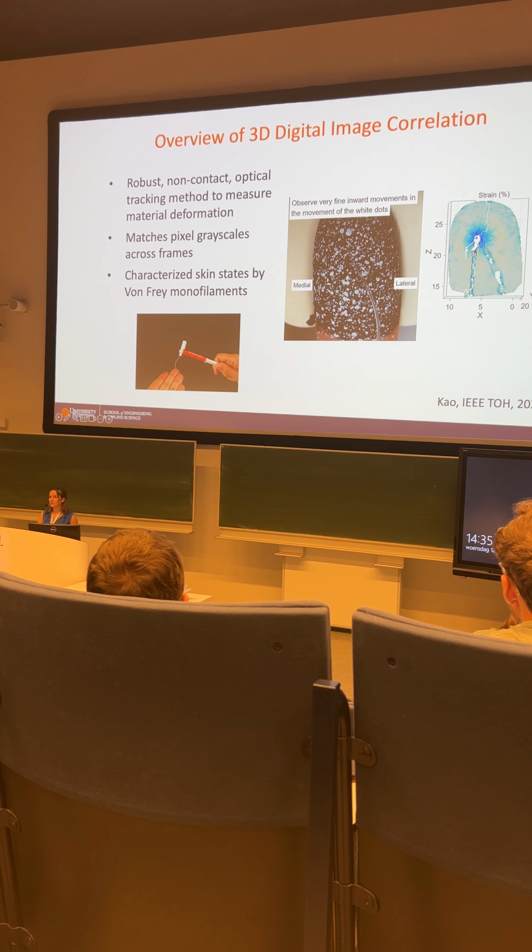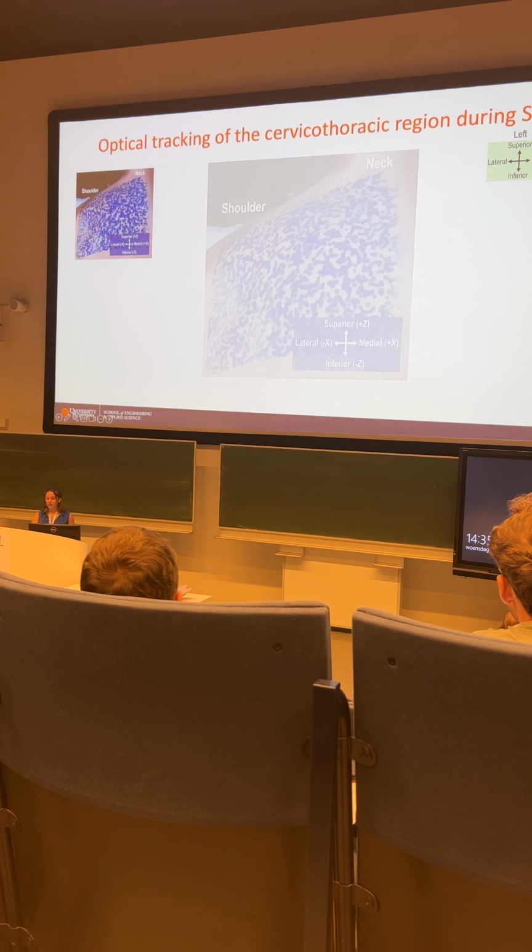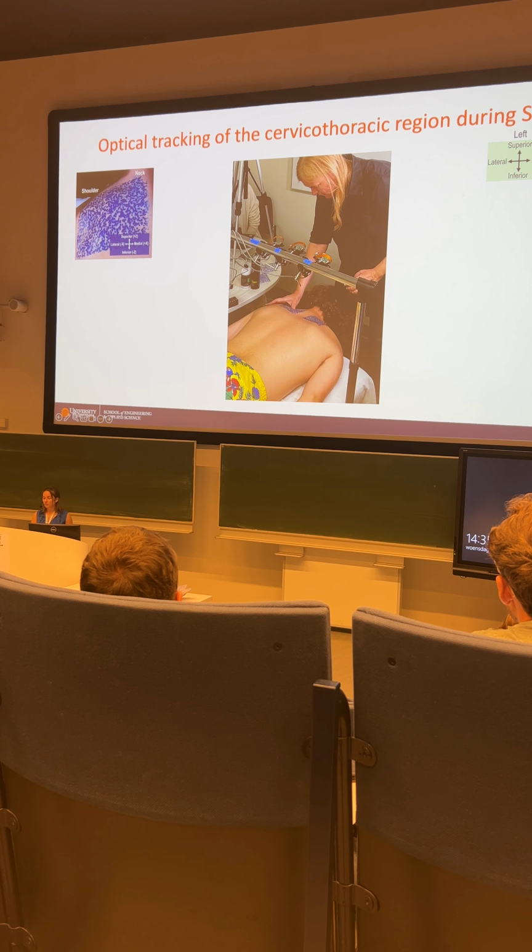I've used this method previously to characterize the skin states associated with von Frey monofilaments. From the raw image of the speckle pattern deforming when indented with a monofilament, we can track point-specific displacement, resulting in 3-dimensional strain fields. In this work, at the beginning of each trial, participants had a speckle pattern applied on the upper back bilaterally via an ink-based stencil transfer paper method. They then lay on their stomachs on a portable massage table, above which 3 cameras were positioned to collect imaging data for the DIC pipeline.